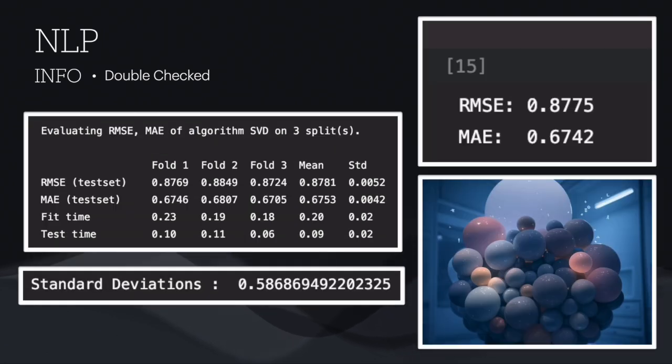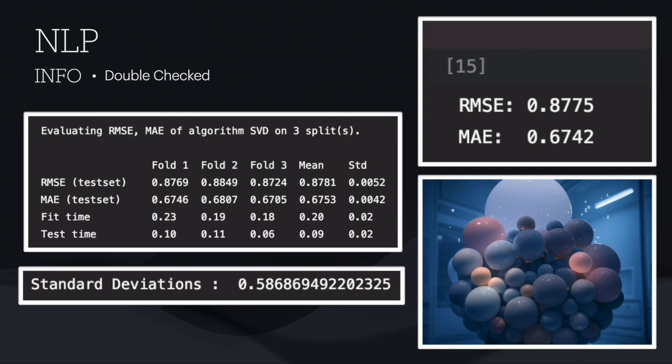Next, we double check the model. What is the efficiency of the algorithm we use? There are three steps: we check the SVD algorithm on three splits. The folds you see are the same dataset divided into three parts to check the efficiency and the deviations within the dataset. The deviation you see here is 0.0052, and for all folds you can see the fit time is much less deviated. The mean value for fit time is also much lower.